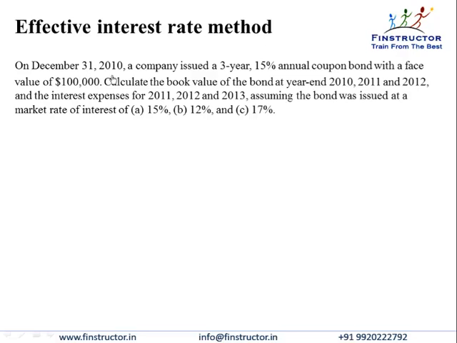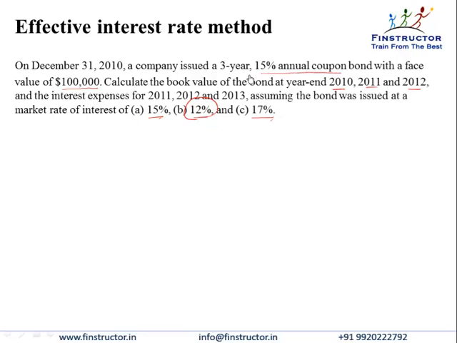On December 31st, 2010, a company issued a 3-year 15% annual coupon bond with a face value of $100,000. Calculate the book value of the bond at year-end 2010, 2011 and 2012, and the interest expenses for the 3 years, assuming the bond was issued at a market rate of interest of 15%, 12% and 17%. So I will do the accounting for the 12% bond. Please likewise do it for the 15% and 17% bond and verify your answers.